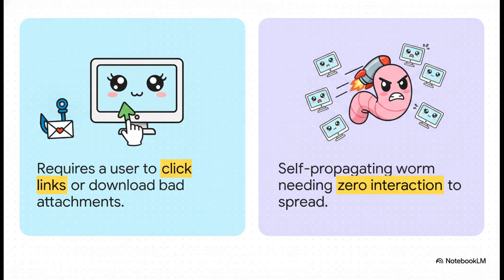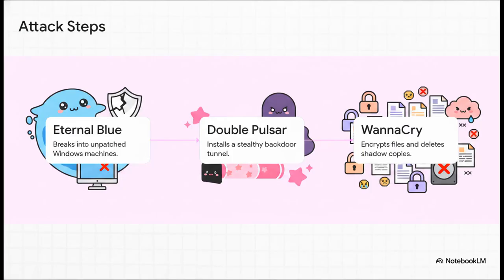But WannaCry, armed with EternalBlue, required absolutely zero human interaction. None. It was a self-propagating worm. Once it infected just one single machine, it actively scanned both local networks and the entire internet for other vulnerable unpatched systems, and it just broke into them automatically. It moved completely on its own. So, let's break down the 3-step anatomy of this disaster.